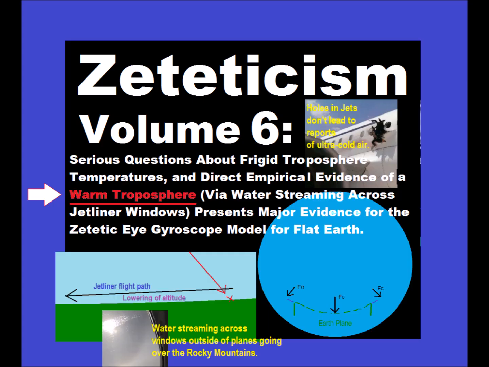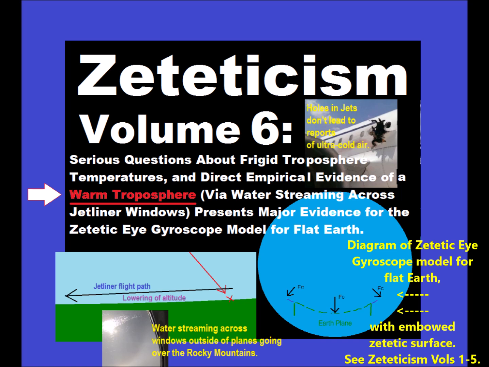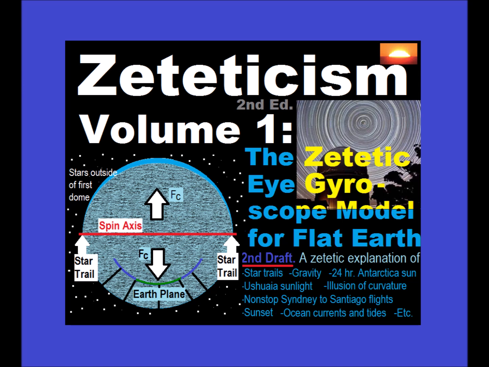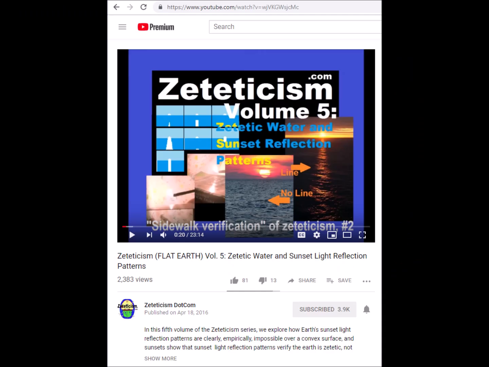The purpose of this video is to present possible evidence empirically for the Zetetic Eye Gyroscope model's embowed zetetic surface underneath the dome. In Zeteticism Volume 1, I discussed the embowed surface. In Zeteticism Volume 5, I gave very specific evidence for it, in addition to evidence given in Zeteticism Volume 1. This brief video also will give evidence for the embowed zetetic surface.